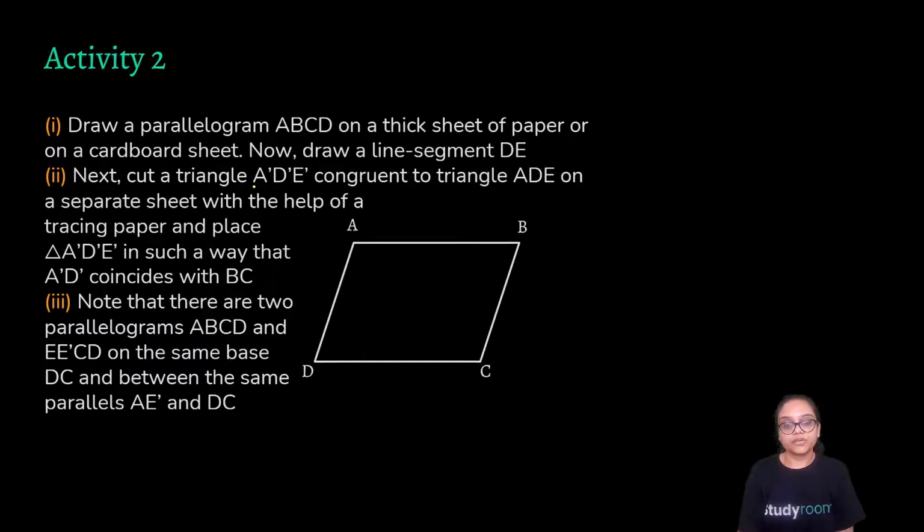Let's see activity 2. What we have done, we have drawn a parallelogram ABCD on a thick sheet of paper or a cardboard sheet. Now draw a line segment DE. Correct? Next, cut a triangle ADE congruent to the triangle A'D'E' and merge it on the side, in such a way that A'D' coincides with BC. Correct? Now, note these two parallelograms ABCD and DE'D'. So, they are on the same base and they are between the same parallels.